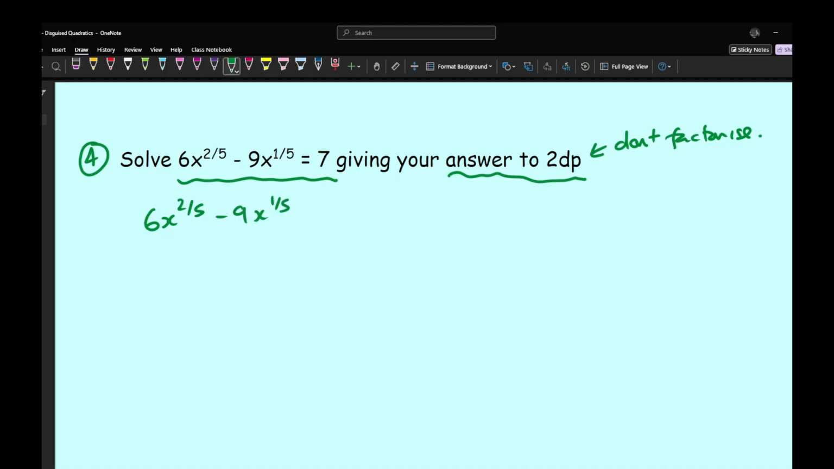The second thing I noticed now is that we've got fractional powers. Although it looks more complicated, nothing to fear, we're still using that same method. So here I look at the lowest degree of x, which is 1/5. If I let y equal x to 1/5, then I'm going to end up with 6y squared minus 9y minus 7 equals 0.